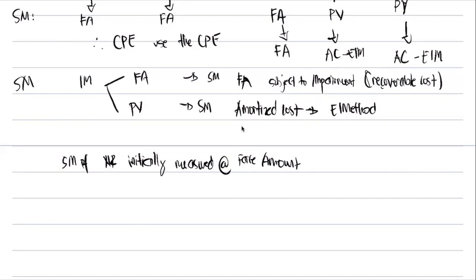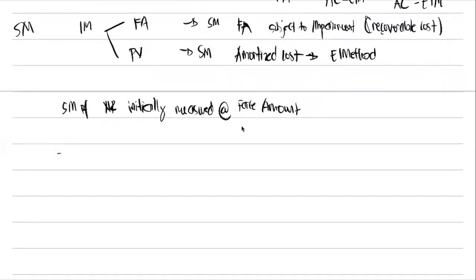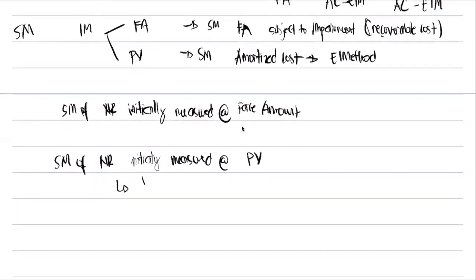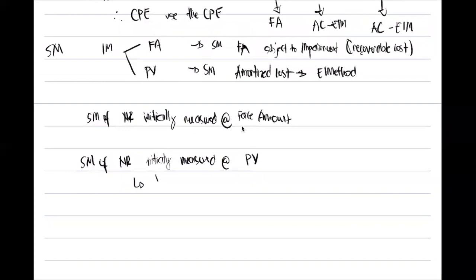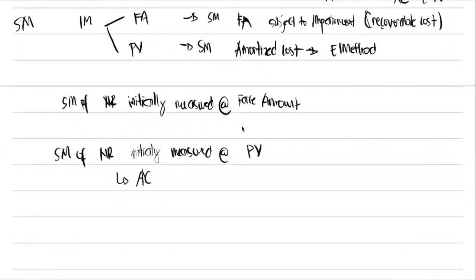No problem at all. But how about for the subsequent measurement of notes receivable initially measured at present value? How do we subsequently measure it? Using amortized cost, effective interest method.